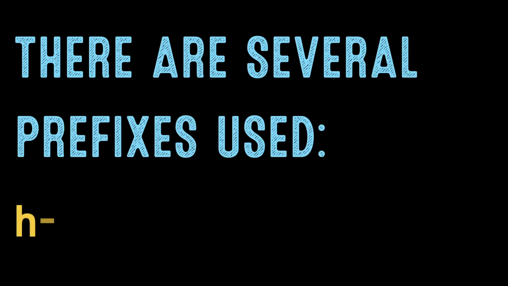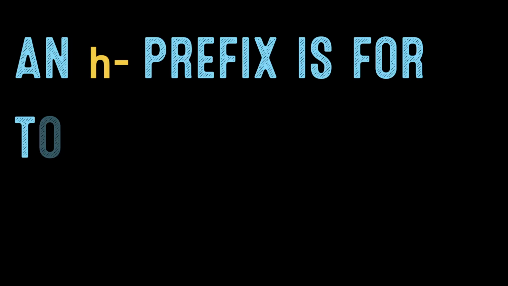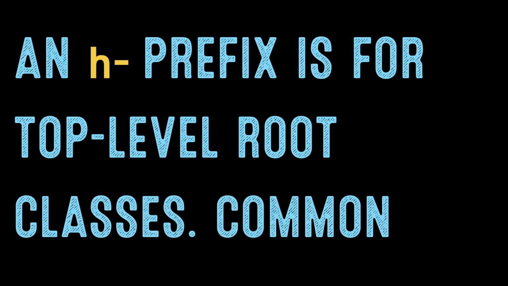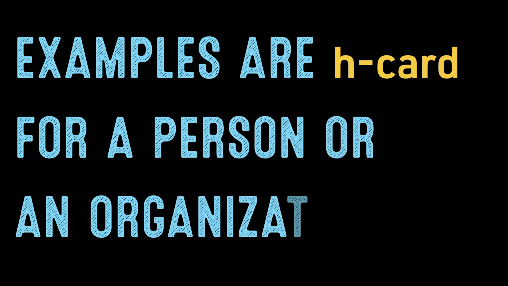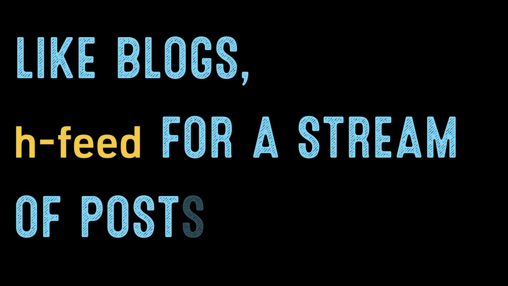There are several prefixes that are used: h, p, u, dt, and e. An h prefix is for top-level root classes. Common examples are h-card for a person or an organization, h-entry for episodic or date-stamped content like blogs, h-feed for a stream of posts.